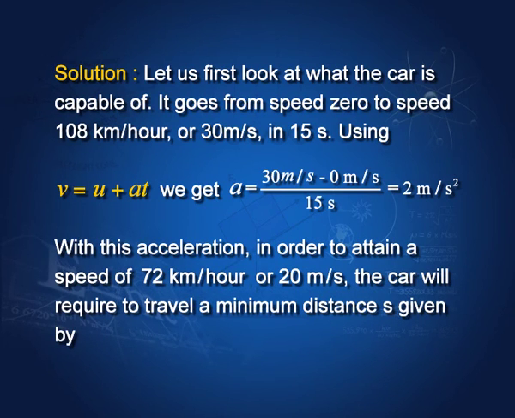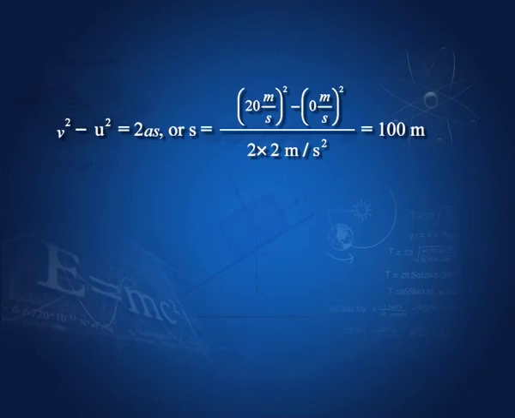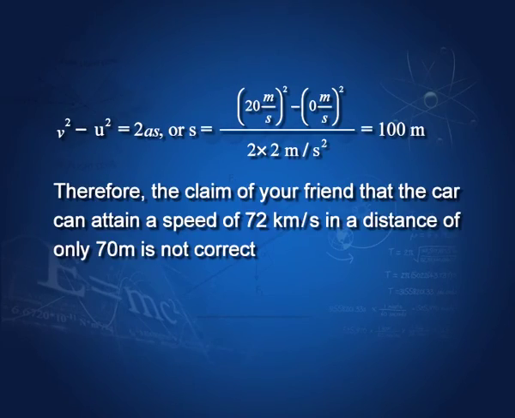With this acceleration, in order to attain a speed of 72 kilometers per hour or 20 meters per second, the car will require to travel a minimum distance s given by v squared minus u square equal to 2 a s. So, we substitute the values and we get s equal to 100 meters. So, that is the minimum distance that the car must travel to get to a speed of 72 kilometers per hour. Therefore, the claim of your friend that the car can attain a speed of 72 kilometers per hour in a distance of 70 meters is incorrect. He is boasting, he is telling lies.